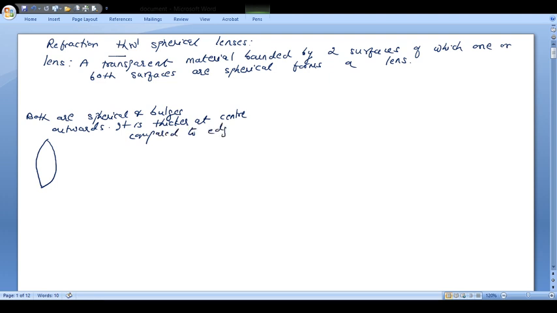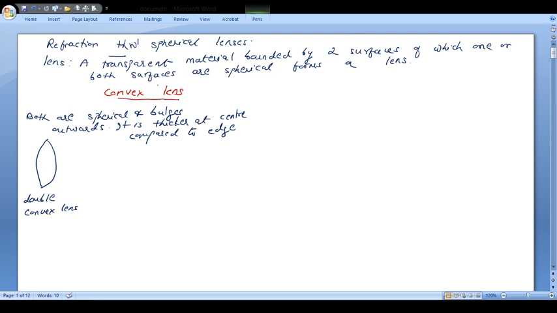So when you find that both are spherical and they are bulging outwards, this is basically known as a double convex lens, or simply a convex lens. So here we are talking about a lens which is known as a convex lens.